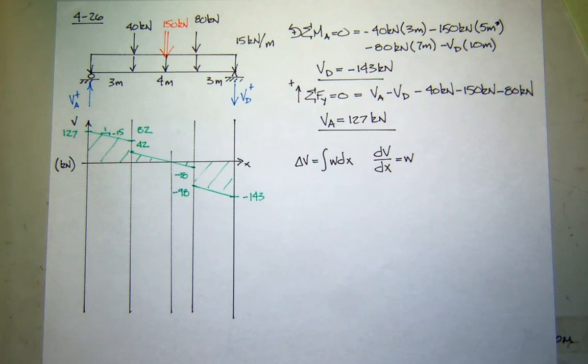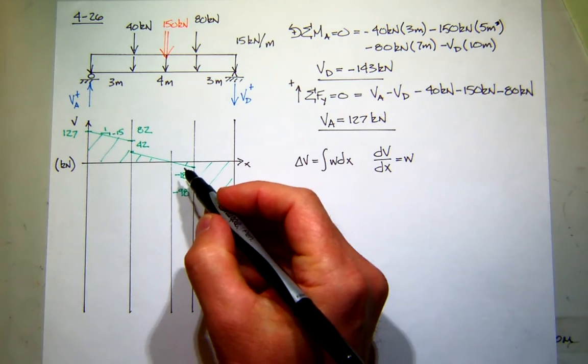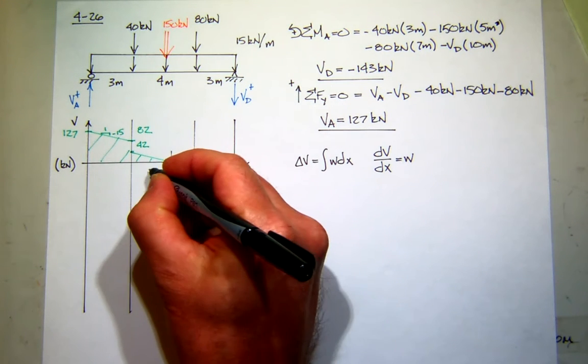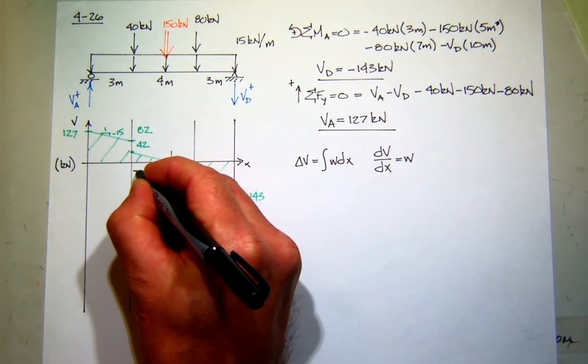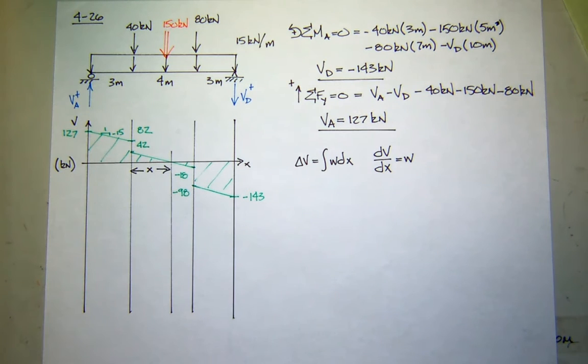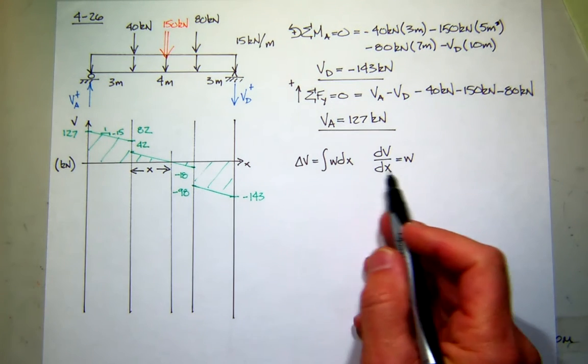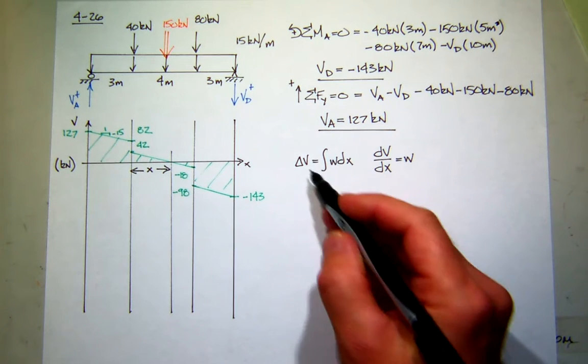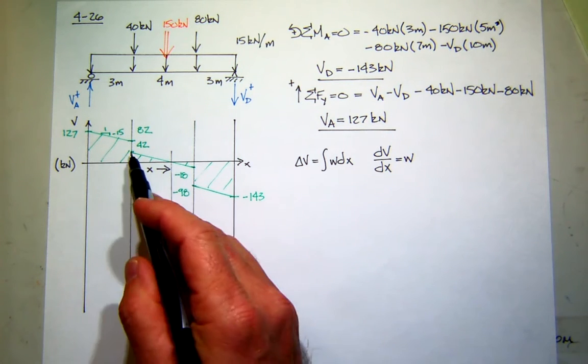So far, so good? Now, this is the part I really want to talk about today. What's this distance here, x? Well, don't give me the answer. How do you find it in general? Similar triangles? No. Follow the equations. What is the change in shear from 42 to 0?